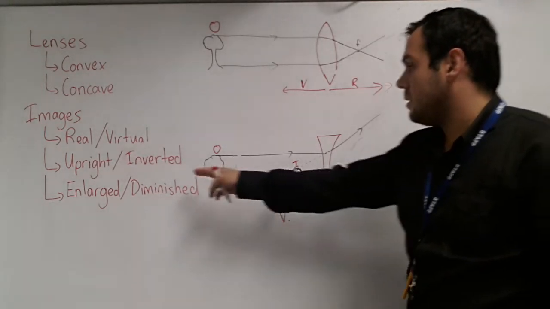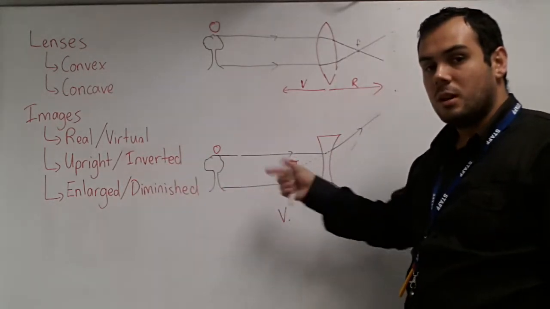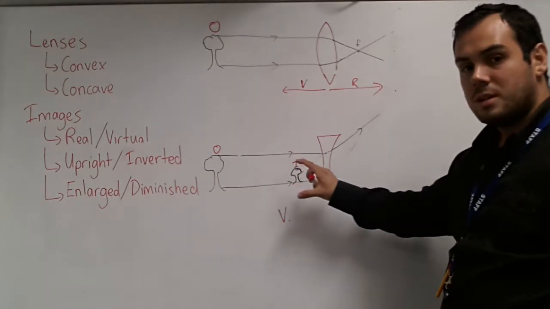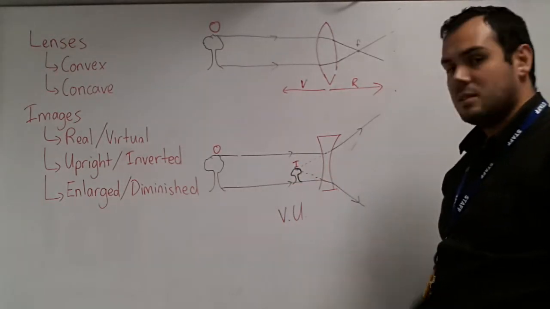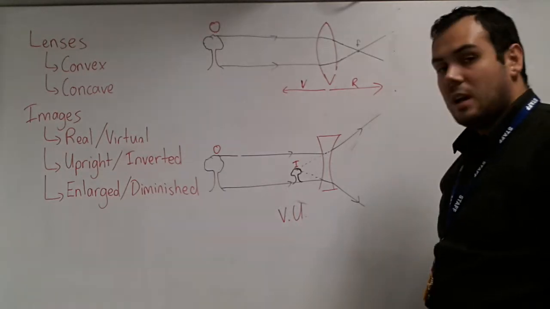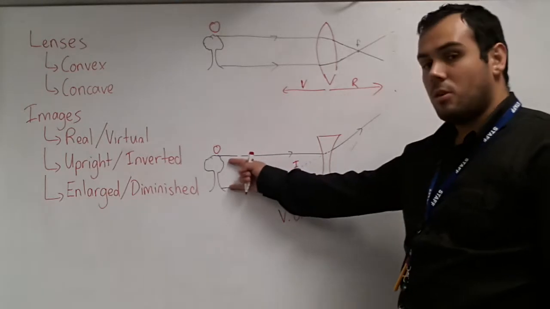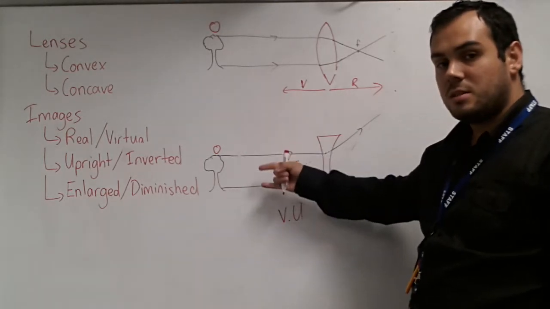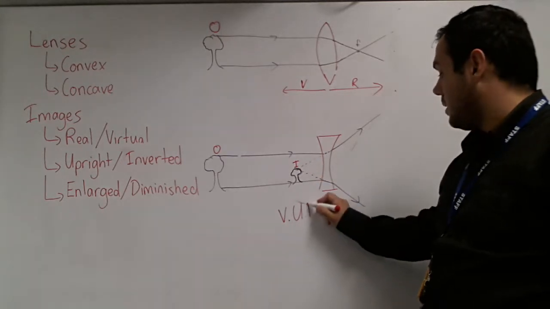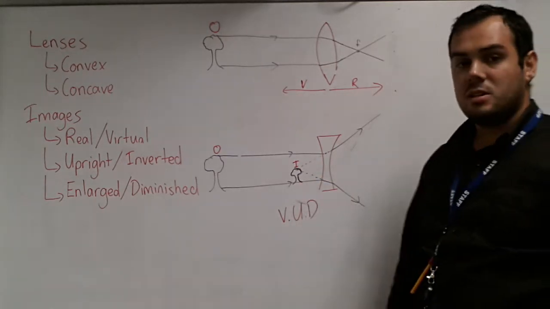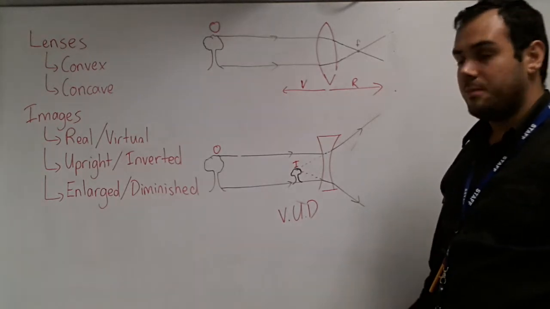Now look at the second classification. Is it upright or is it inverted? So is the tree upright or has it been inverted? The tree is still upright. So we're going to label that in the second classification as upright. The third classification says, has the object been enlarged or has it been diminished? And you can see over here that it's been diminished. So this image now has a classification of VUD, which is virtual, upright, and diminished.